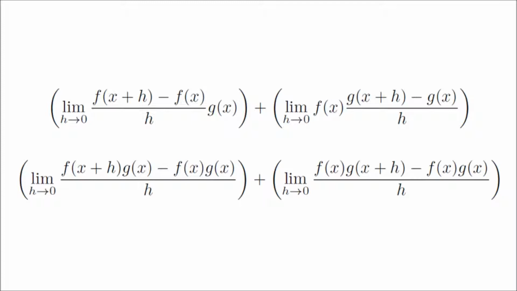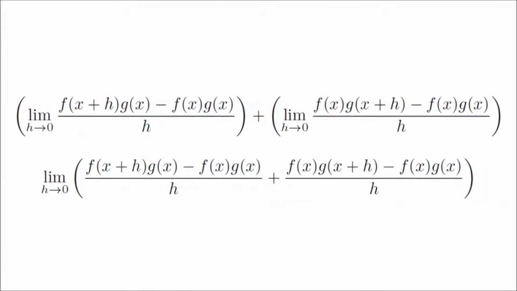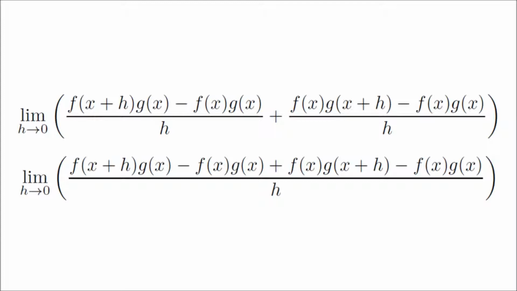Now we can distribute g of x over f of x plus h minus f of x on the left term, and f of x over g of x plus h minus g of x on the right term, giving the expression on the bottom. And now we can use the sum law of limits, which says that if the two limits have the same variable approaching the same limit, the sum of the two limits is the limit of the sum, which gives us the expression on the bottom. And then, of course, we can combine these two quotients since they share the same denominator.